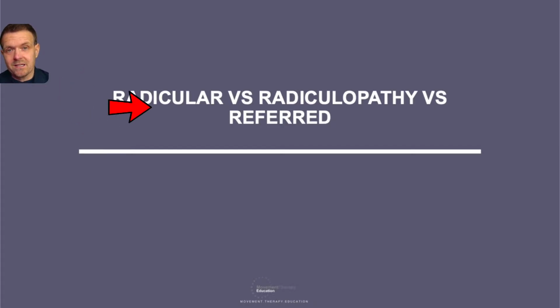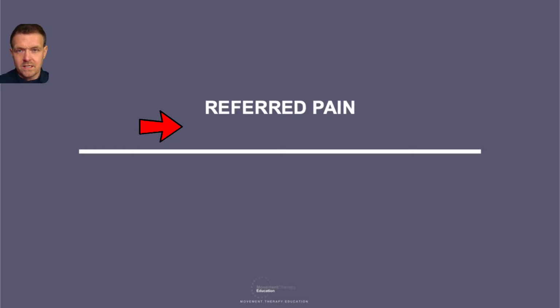So is the pain down the back of the leg radicular? Is it a radiculopathy, or is it referred? And that's when you do an examination on someone and you listen to their case history, these are the decisions that we need to make and work out exactly what's going on with this individual. So first of all, we're going to have a look at referred pain.